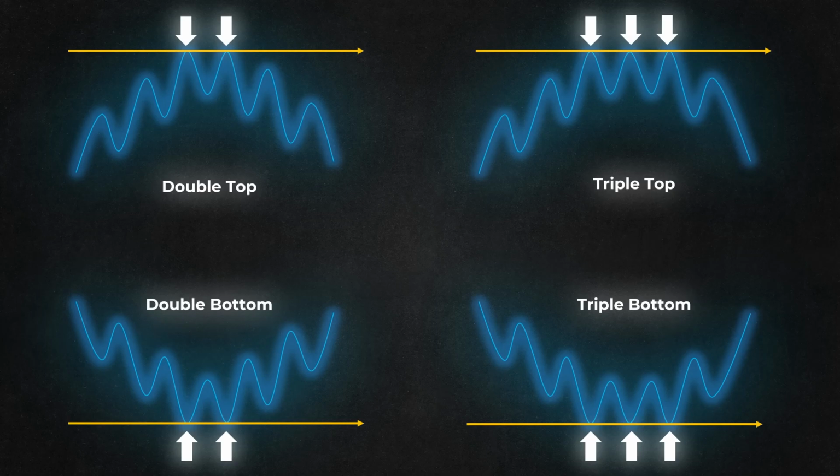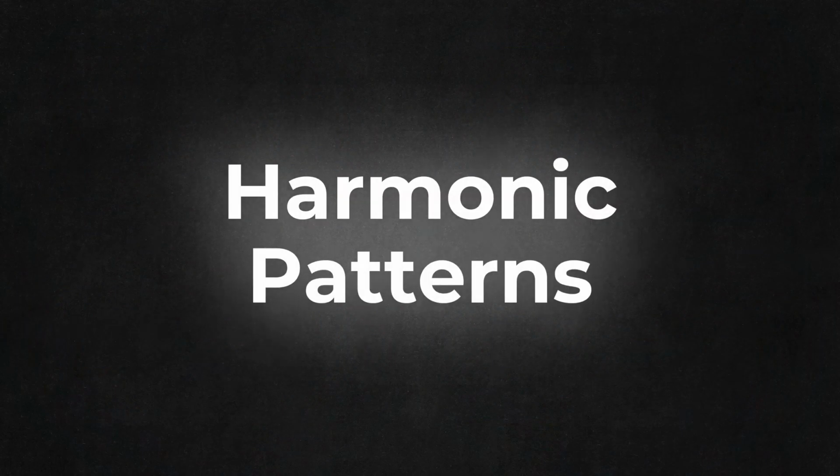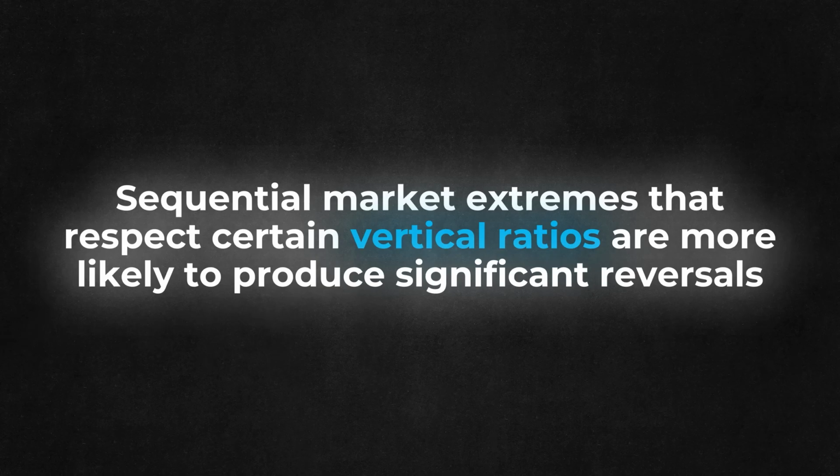Along the lines of chart patterns, we also have harmonic patterns, which are a little more challenging to see for the beginner, but they can yield interesting results. Harmonic patterns take simple high and low patterns and provide a sort of roadmap for their occurrence. According to the theory, the reversals tend to be more likely when sequential market extremes respect certain vertical ratios.